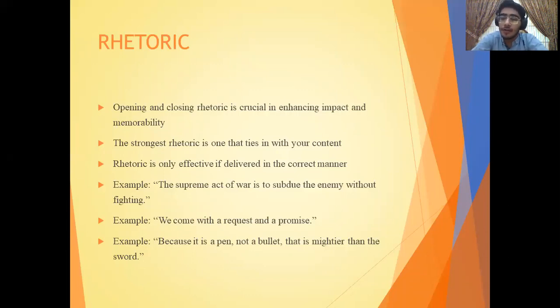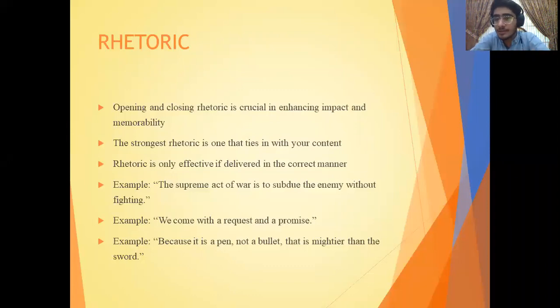Third thing to note is that rhetoric is effective only if delivered in the correct manner. The correct manner being the correct utilization of the strategic tools we talked about earlier in the previous slide with regards to body language and with regards to voice variation, tone variation, pace variation, etc.